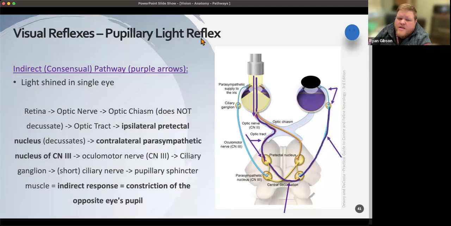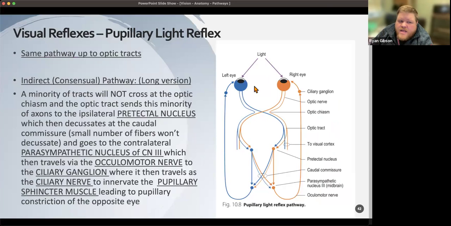That's going to go out that axon of parasympathetic nerve of cranial nerve 3 to our ciliary ganglion, and that will now lead to constriction of the indirect eye. So even though I didn't stimulate this eye, I still get constriction in response to the light in the left eye. If you're a reader, here's your paragraph form.